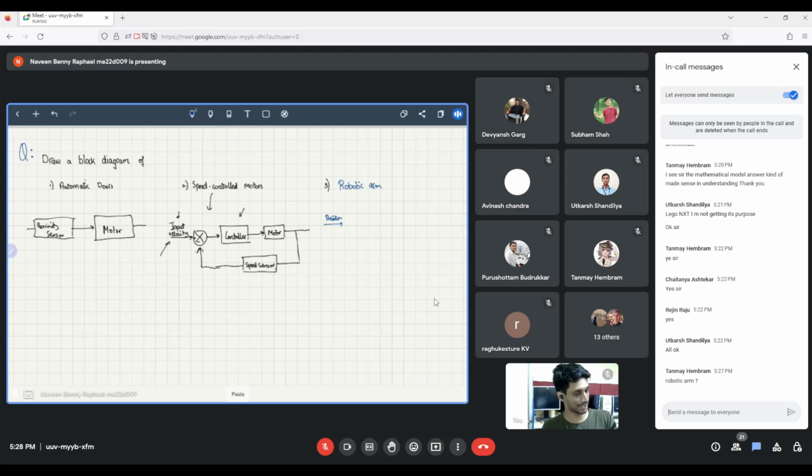Instead of having this comparator as we did here, I'm just going to straight up put a massive controller which takes the position we want the arm to go to, and the other input is obviously the position the arm is at. Present position of arm. The controller.